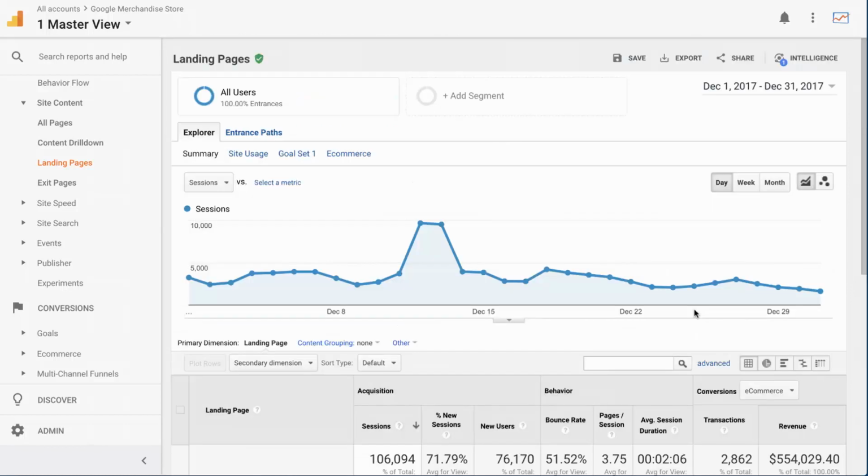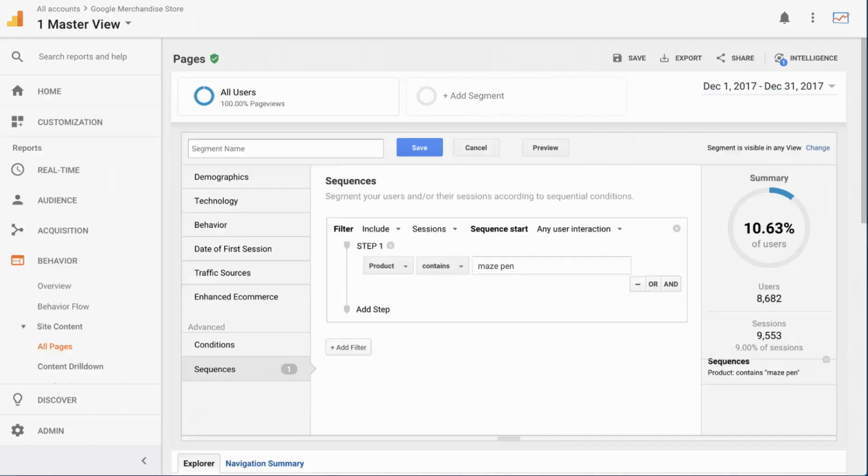And so the next thing I was thinking about is, well, can you create an advanced segment? Instead of looking at 100% of users, how about the people who just bought? What landing pages did they go to? So the next thing I did was try to figure out what the conversion rate is of people who bought the product Maze Pen. This is of all users. The sequence is that a product contains Maze Pen. That's the name of one of the products in our custom report.